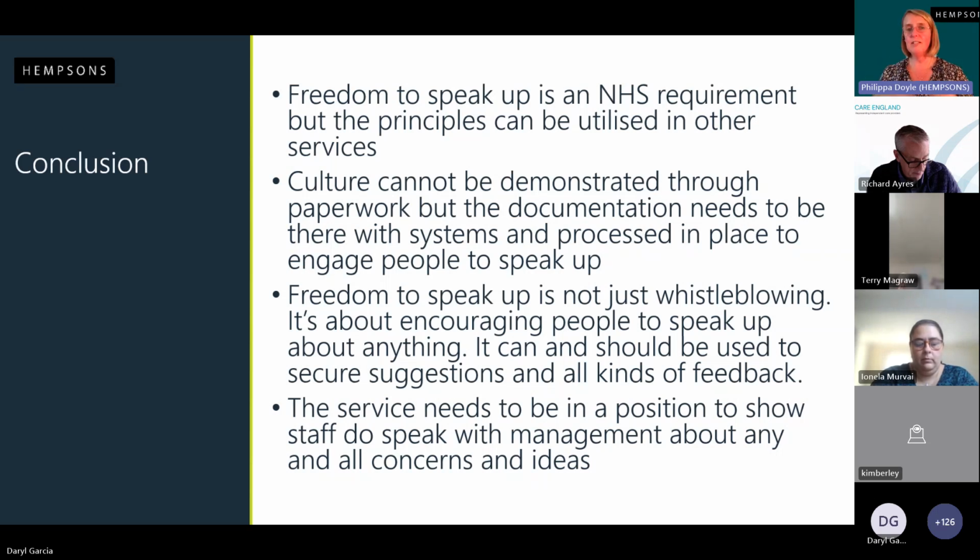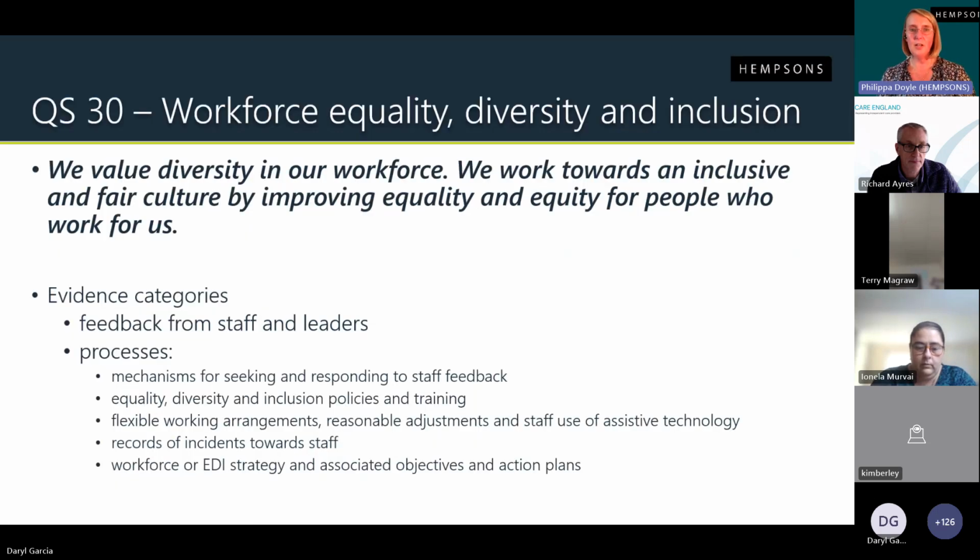And if a service is in a position to show that staff do speak up, that they do come to management with concerns and ideas, and that management are implementing those, that's going to go a really long way in terms of demonstrating that evidence and really showcasing your service to CQC to try and score maximum points on this particular quality statement.